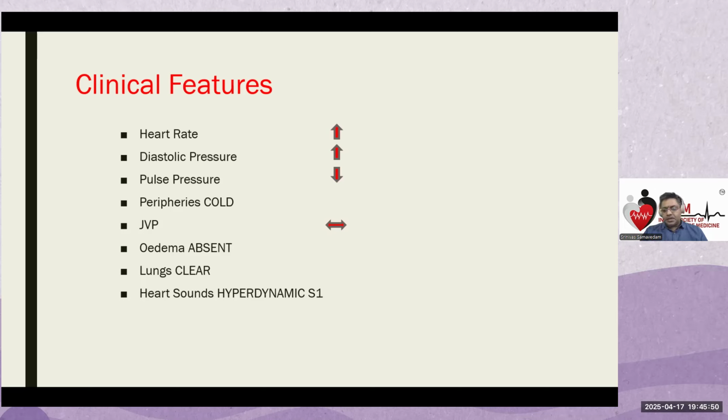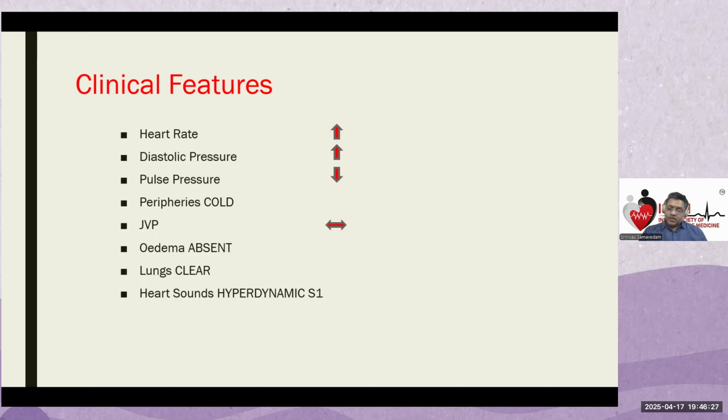The diastolic pressure is increased because, as a response to vasoconstriction, the peripheries are cold. The pulse pressure is also narrow in these patients. The peripheries are cold because of this, but because the entire tank is empty, the JVP is flat. There is no engorgement of the veins in hypovolemic shock. There is no edema. The lungs are clear, but because of the tachycardia that is trying to increase the cardiac output, like in distributive shock, you get a hyperdynamic loud first heart sound in patients with hypovolemic shock.